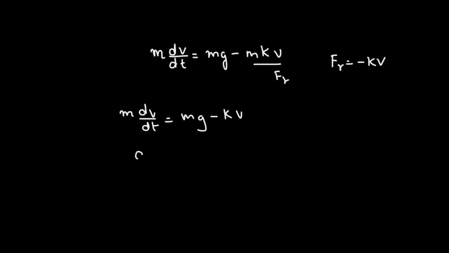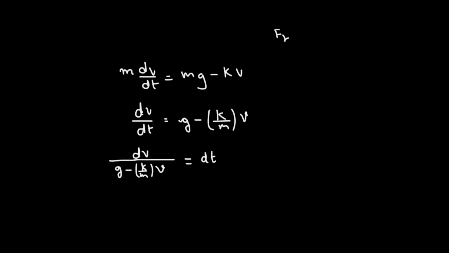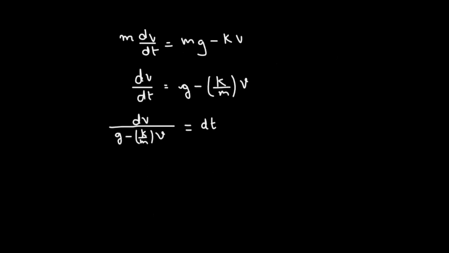Now dividing both sides by m, we have dv over dt equals g minus k over m multiplied by velocity v. Now we have separated differentials, and that should give us dv divided by g minus k over m times the velocity v, and this equals dt. Now that we have the differentials in the separable form, we can integrate both sides.